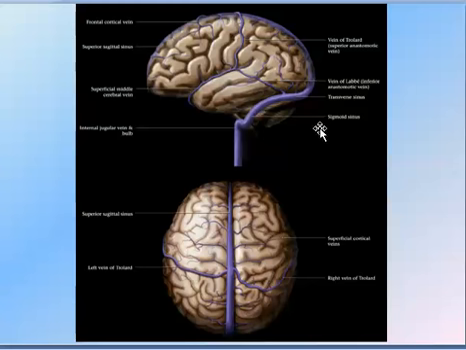Another view from the surface of the brain. This is the superior sagittal sinus, and these are the Trolard veins. Trolard is one of the famous veins on the surface here, and of course such big veins could result in subdural hemorrhage. That's why it is important to know about it.